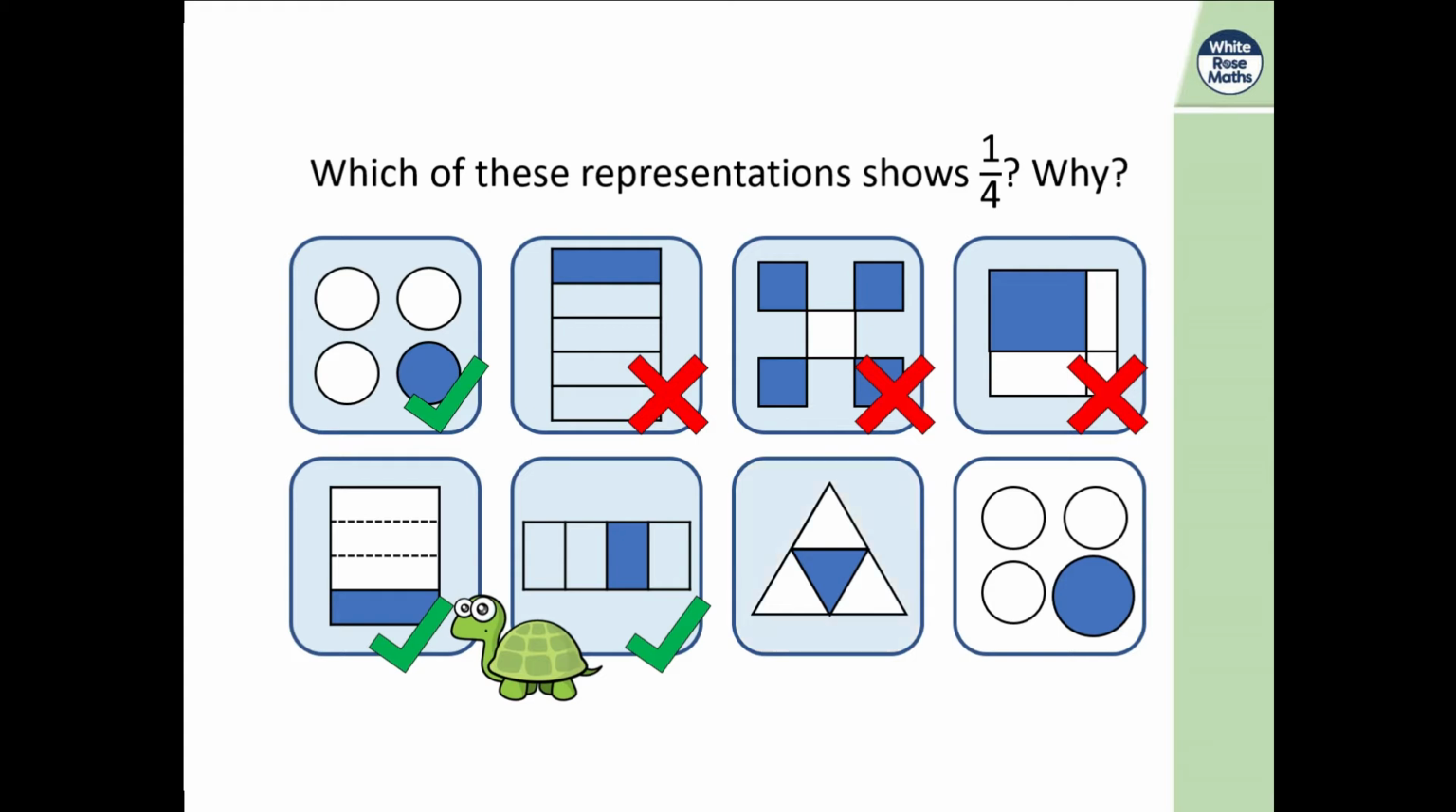What about the 7th one? It's a different shape, but they're all equal sizes, and 1 is shaded blue. So this one does represent a quarter. And then let's look at the last one. It's similar to the first one. There are 4 circles, and 1 of them is shaded. However, they are not all equal. So this does not represent a quarter. Good job, guys.